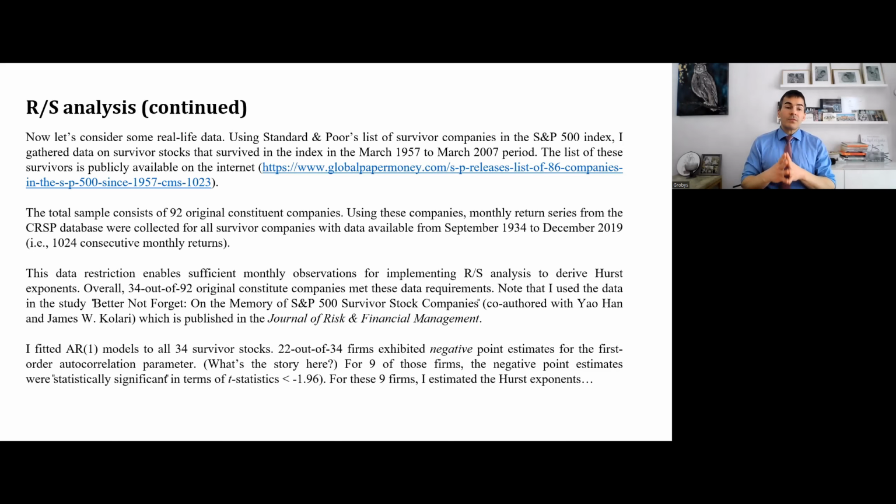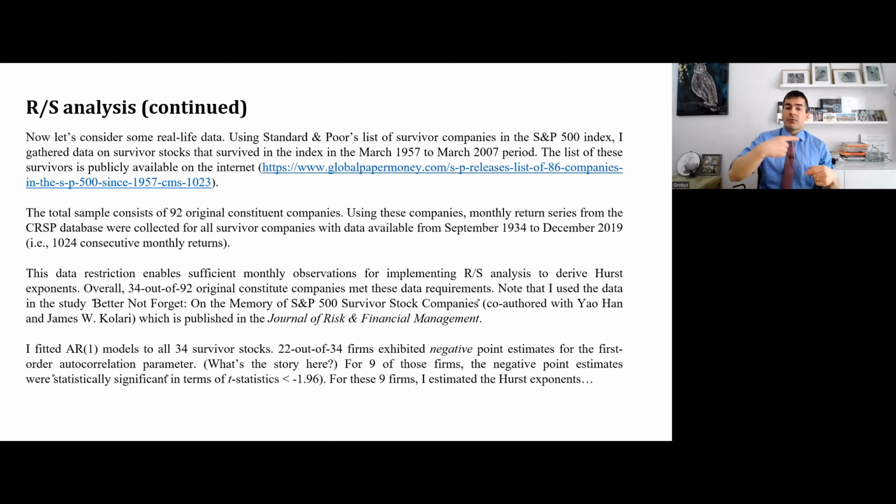And note that I used the data also in the study Better Not Forget on the memory of S&P 500 survivor stock companies. This study is unsurprisingly co-authored with Yao Han and another collaborator of mine, James W. Kolari. The study is already published in the Journal of Risk and Financial Management, which is as of now a rising finance journal. So what did I do? I fitted AR(1) models to all 34 survivor stocks that had 1,024 data point observations available.